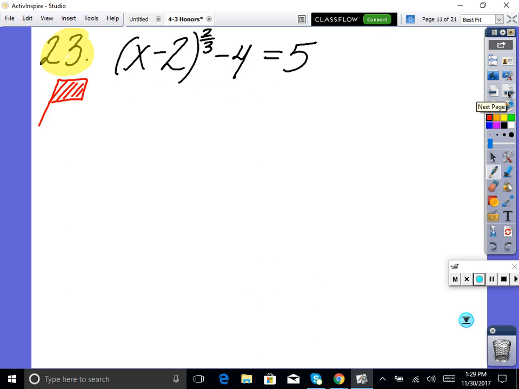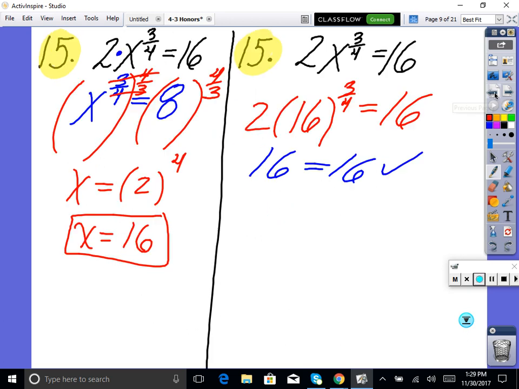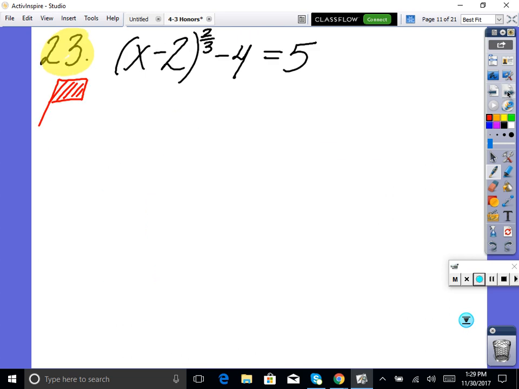This is what's called a red flag problem. Here's why. In our other 2 examples, in the process of solving, we were solving a cube root, which only had 1 root. But what if when solving, we have an even root? So let's do number 23, then I'll let you practice.